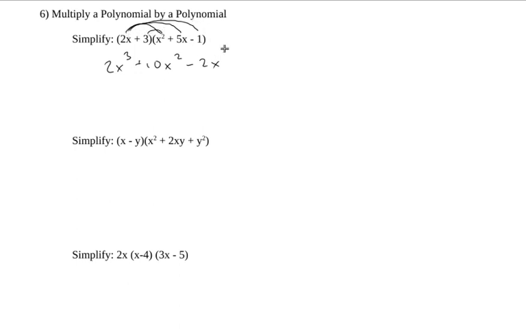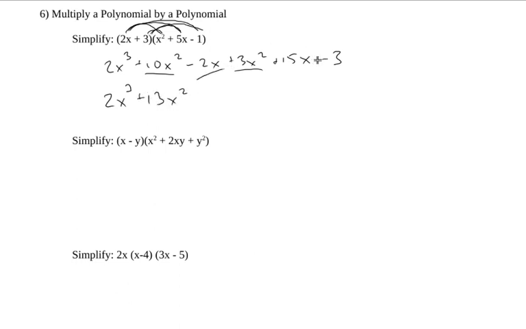3 times x squared is 3x squared. 3 times 5x is 15x. And 3 times negative 3 is negative 3. So now I do need to combine like terms. You'll notice things don't line up perfectly, but it works out pretty well, actually. The x squared terms are there and there. We can combine those to get 13x squared.